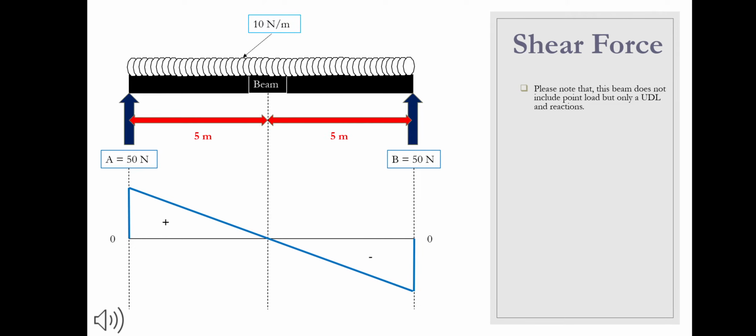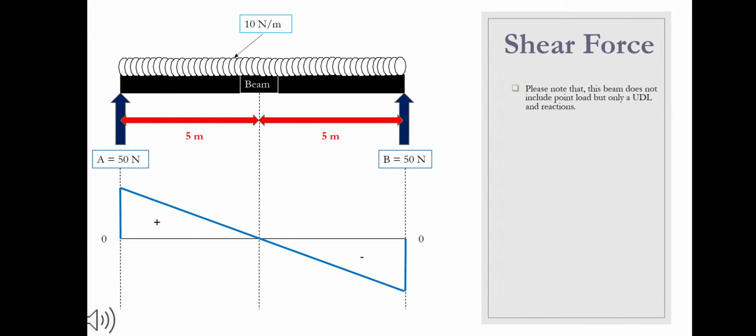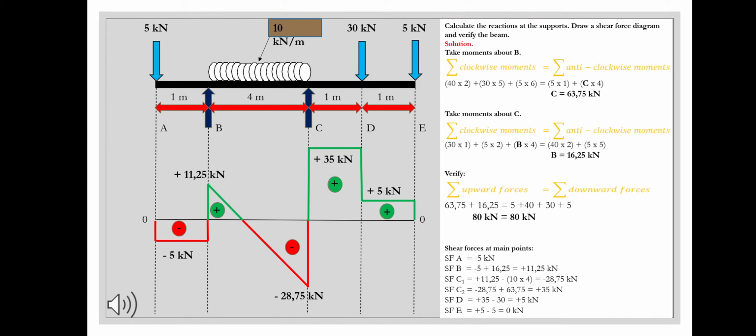In this example, you will notice that there is a UDL present throughout the beam, hence our shear force diagram is slightly different compared to the previous one. This is a much more complicated example. A UDL is not distributed throughout the beam but only for 4 meters from reaction B to reaction C. Even if this is the case, for us to calculate reactions we need to convert the UDL to a point load and place it at the center of its distance.